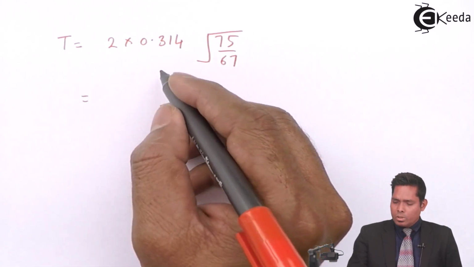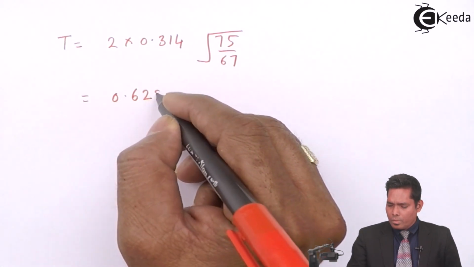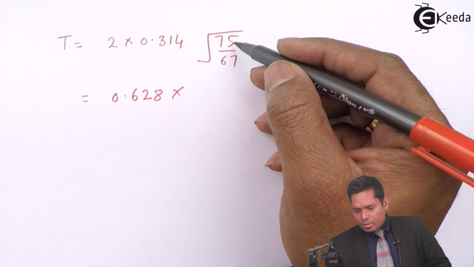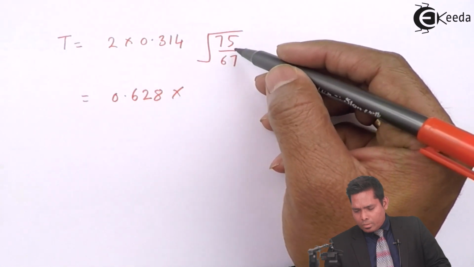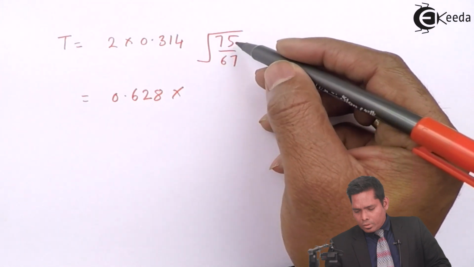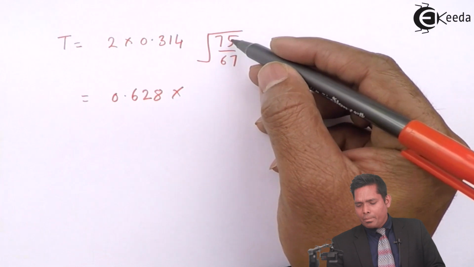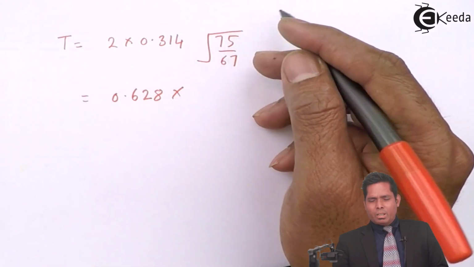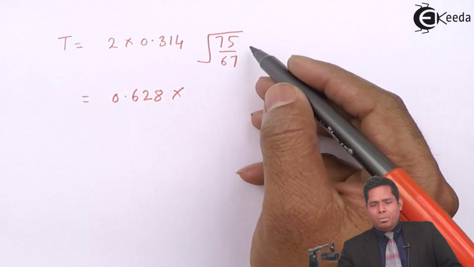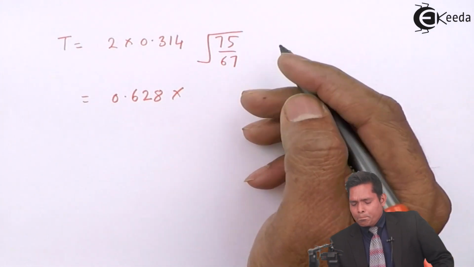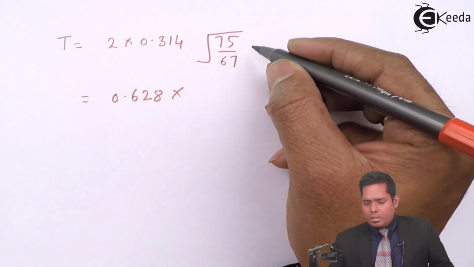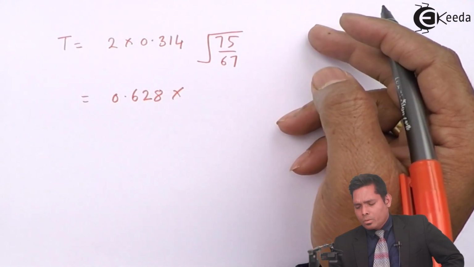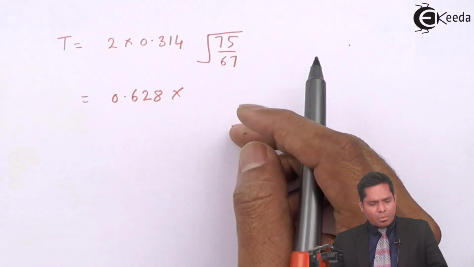This is 0.628, multiplied with this number, which I have to solve. If you solve this, this will be less than 1. 75 divided by 67 will be greater than 1 because the numerator is greater. If I take the root, it will be 1 point something. Suppose I have a number like 1.2, or 1.21, because this type of question you have to solve like that.